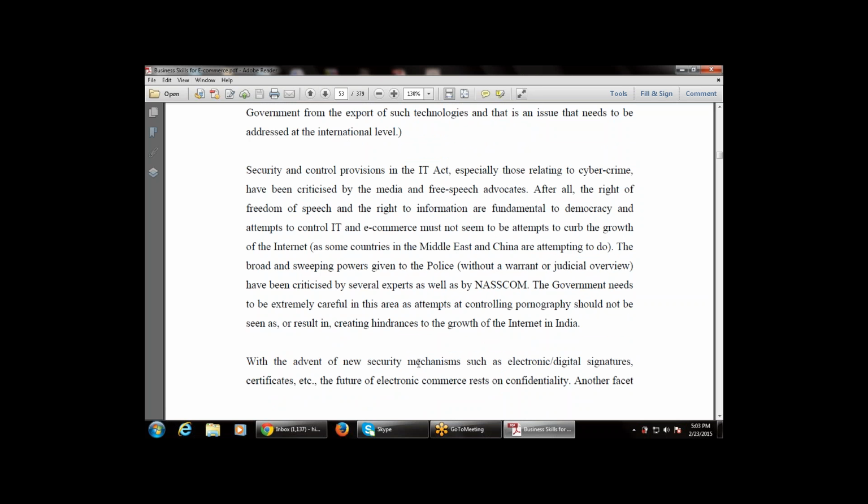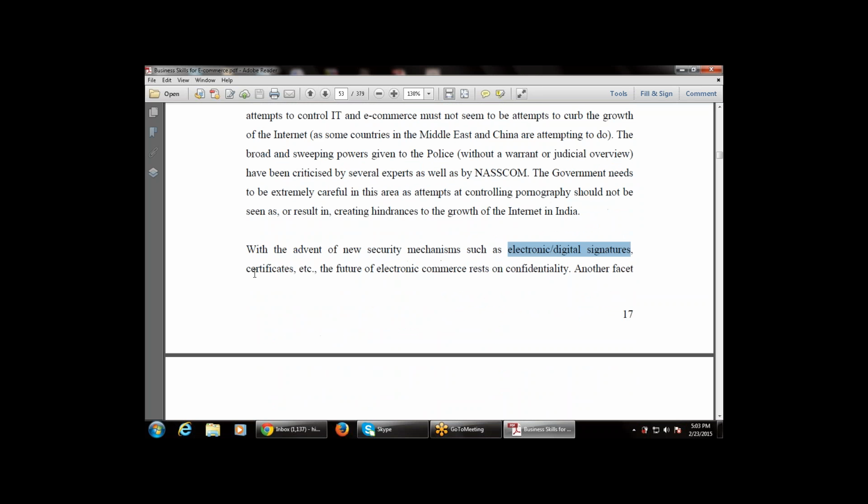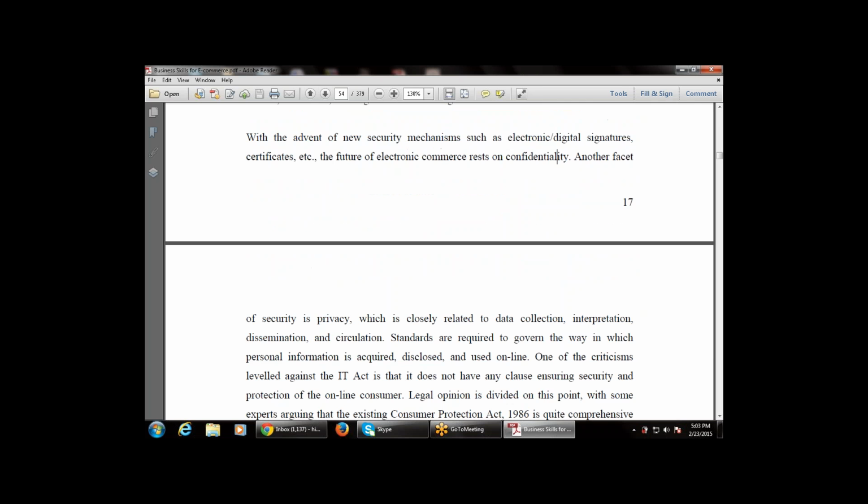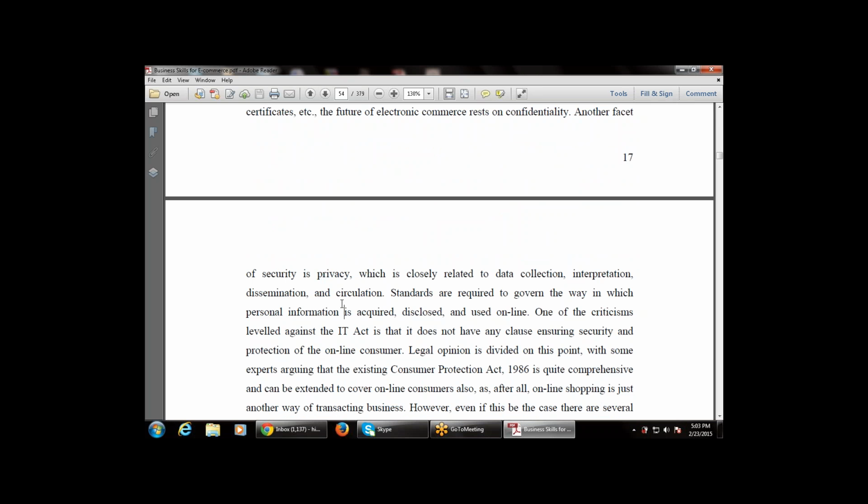With the advent of new security mechanisms such as electronic digital signature certificates, the future of electronic commerce rests on confidentiality. That means there is confidential information available, for example, a unique username and password. Another facet of security is privacy, which is also closely related to data collection, interpretation, dissemination and circulation. That is also one part.